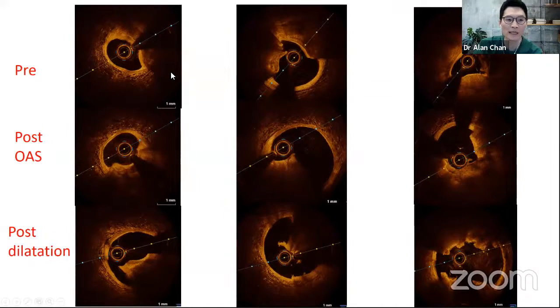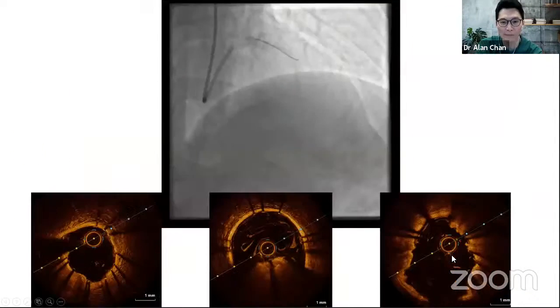So this is the OCT pre, and after the optical atherectomy and after the balloon dilatation. You can see there is some calcium modification with this kind of snowman, some calcified burring together with this one. And after that, we used a balloon to blow up the lesions. You can see there's a lot of dissection as well as fracturing. So I'm pretty sure we did achieve a reasonable luminal gain before I put in the stent.